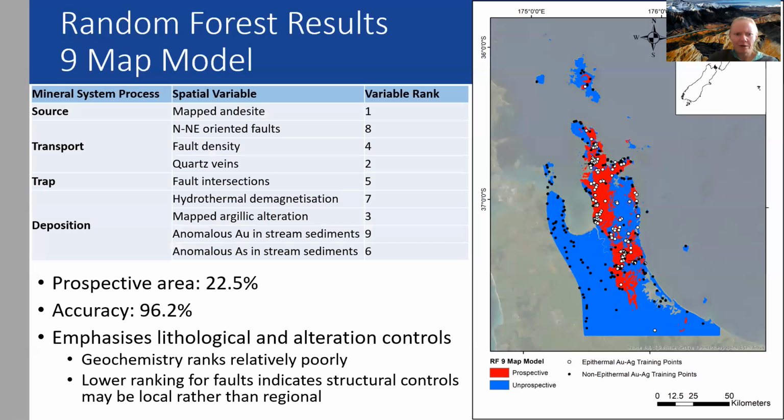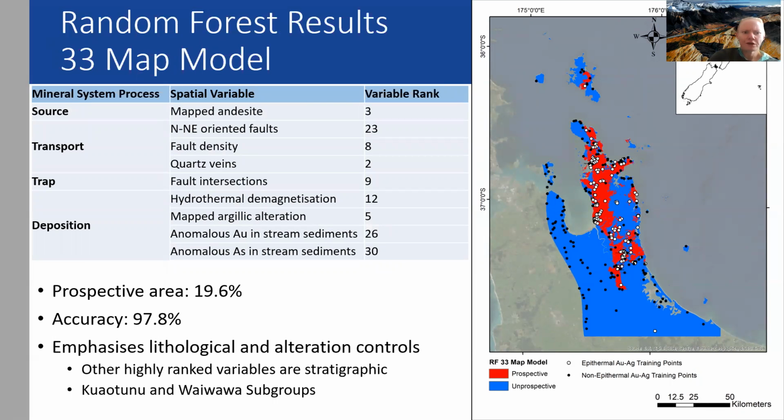However, what we see from our variable ranks here is that the geochemistry ranks relatively poorly, and the faults also get a slightly lower variable rank, which is indicating that the structural controls might be local rather than regional. But it does emphasize the lithological and the alteration controls. We can see here that the variable rank for the andesite is rank number 1. And this is because, unlike the weights of evidence model, the random forest doesn't consider the amount of area covered by that particular predictive map pattern.